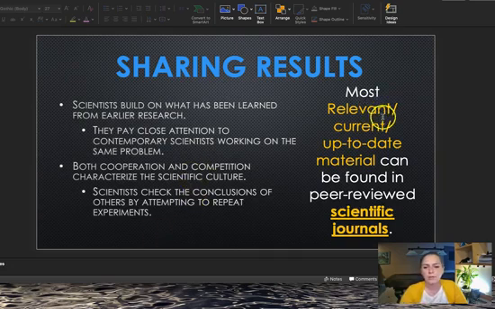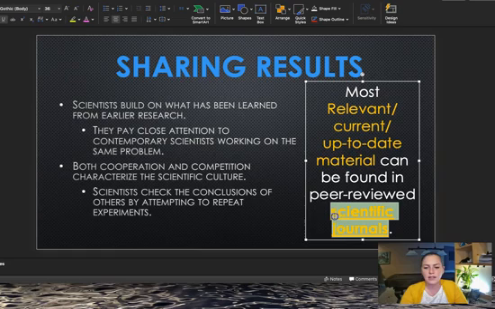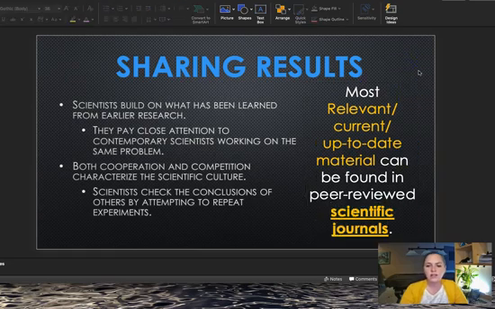When scientists do publish their data or experiments, they usually do so in scientific journals. Scientific journals are the most relevant, most current, most up-to-date material you can find on any scientific investigation. Usually they're peer-reviewed, so you'll submit your experiment, different scientists in the community will review it, and then usually they'll publish it in a journal.